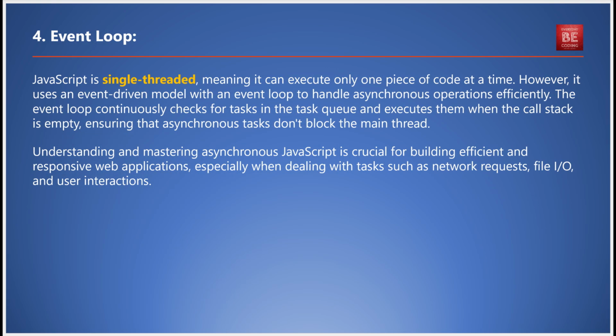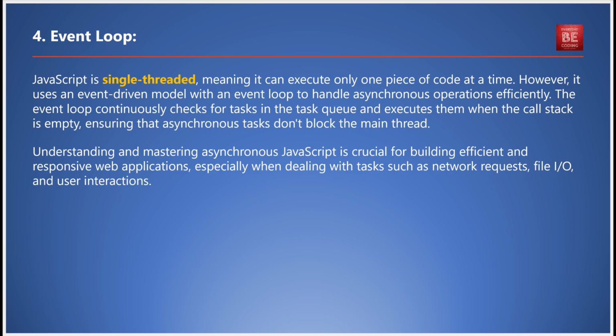Lastly, we have the event loop. Remember, JavaScript is single-threaded, which means it can execute only one piece of code at a time. But how does it handle multiple asynchronous operations concurrently without blocking the main thread? It uses an event-driven model with an event loop. The event loop continuously checks for tasks in the task queue and executes them when the call stack is empty.